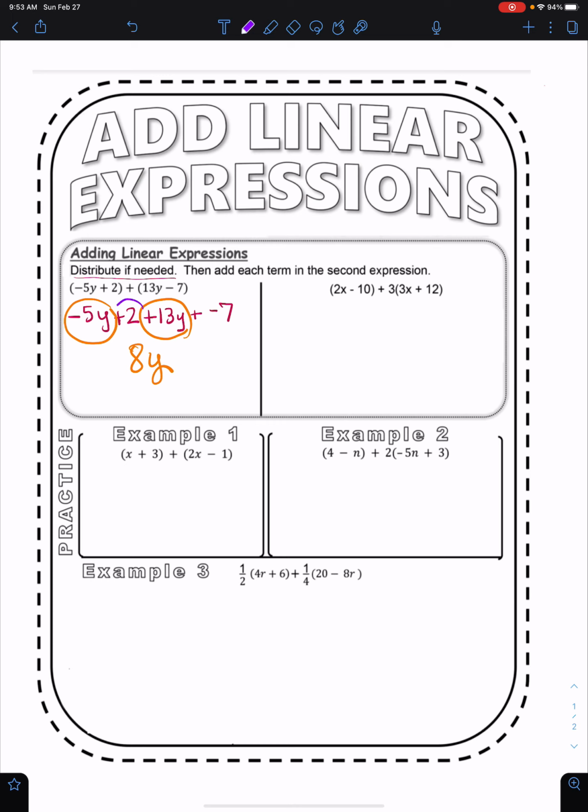And a 2 plus a negative 7 gives me a negative 5. And I am done. I know it's simplified because there are no like terms and no parentheses.